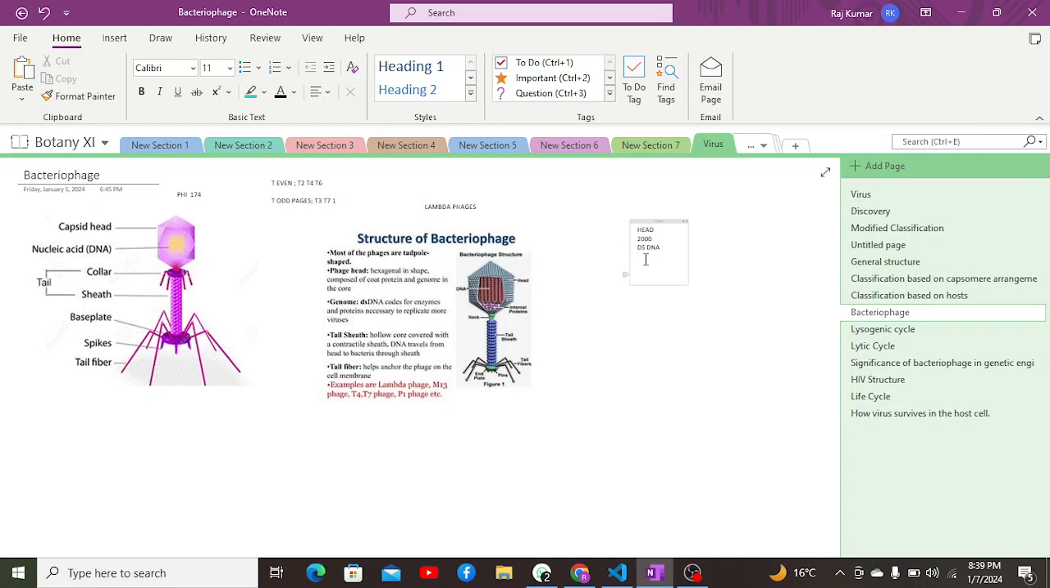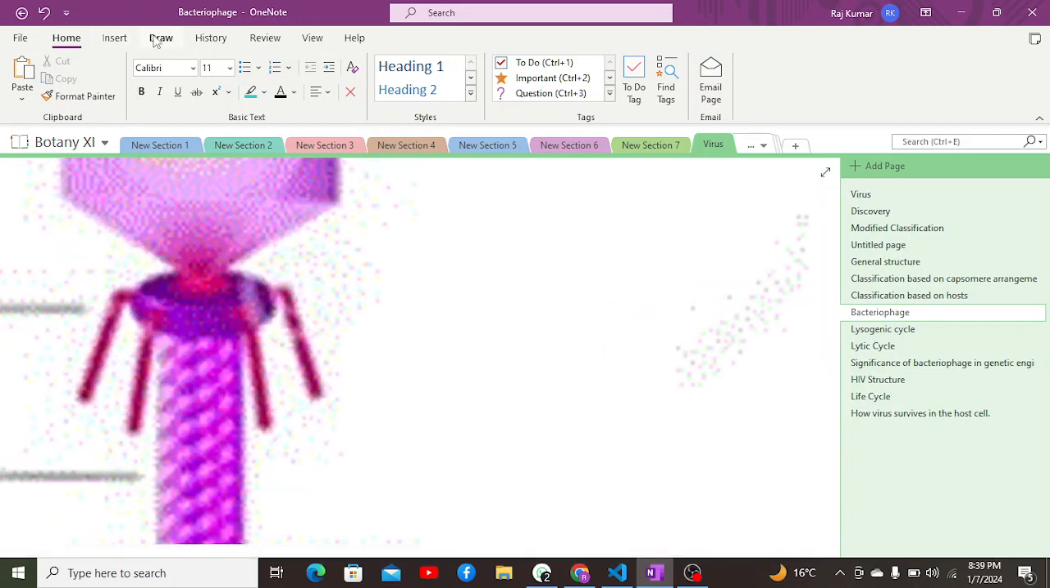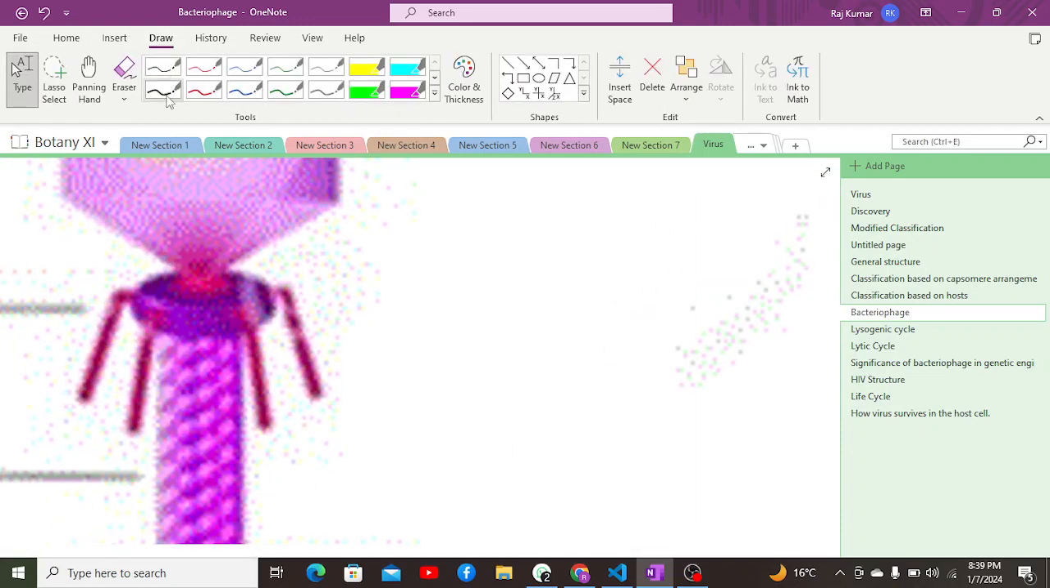Moreover, some other specific features which I would like to highlight are about the second part, which is the neck. The neck part is just like a short tube which connects the tail with the head part. As you can see in the diagram as well, this neck part has a site through which the head and tail are connected with each other.